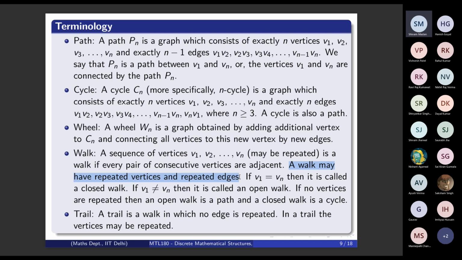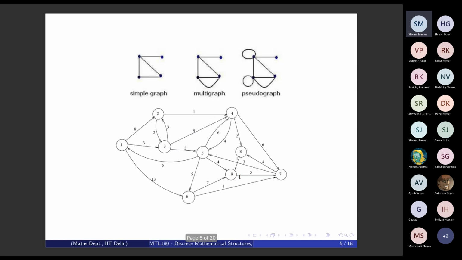Is that fine? Path and walk? Yes? Can you give an example of this walk, like repetition of vertices? Okay, if you look here, see, if you start from this vertex, you can see my cursor, right? Can you see my cursor?